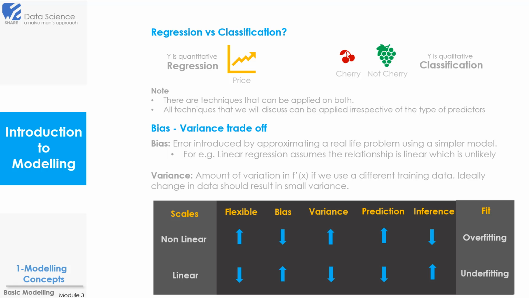Now on the other hand, if we choose a linear model, which is a simpler model, then the flexibility decreases. As a result, bias increases, which means there will be more mismatch between our estimated function, that is f dash x, and the actual function, that is fx. Now the bias is increasing, hence variance will decrease. As a result, the prediction accuracy will also reduce, but it will increase the inference or interpretability of the results. Now this approach can lead to underfitting.